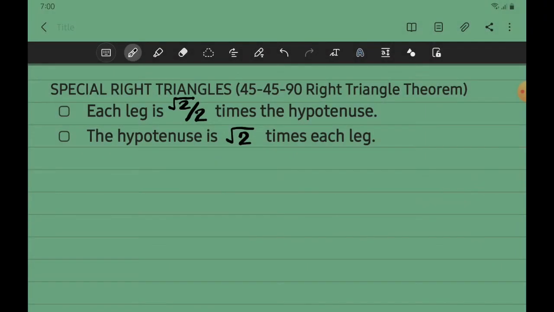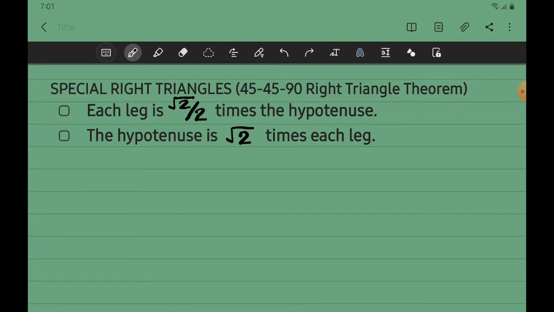Today we are going to discuss special right triangles. And the first one that we are going to discuss is the 45-45-90 right triangle theorem. So according to this theorem, each leg is square root of 2 over 2 times the hypotenuse. So if we're going to write the formula, that would be L, meaning leg, is equal to square root of 2 over 2 times h, or hypotenuse.